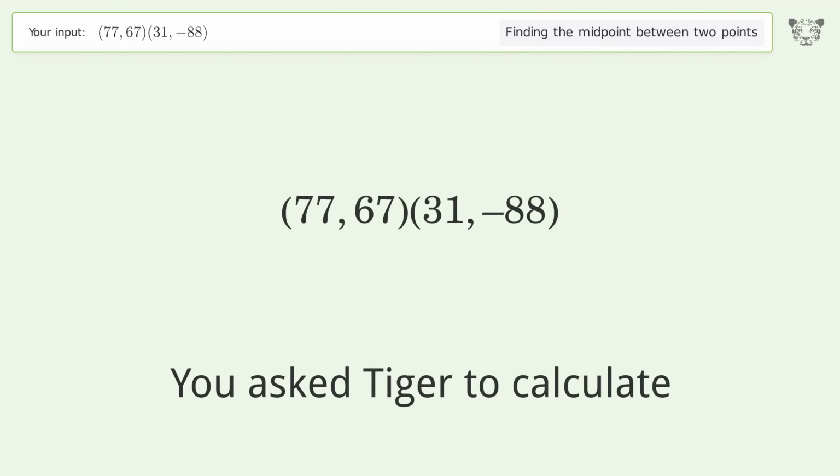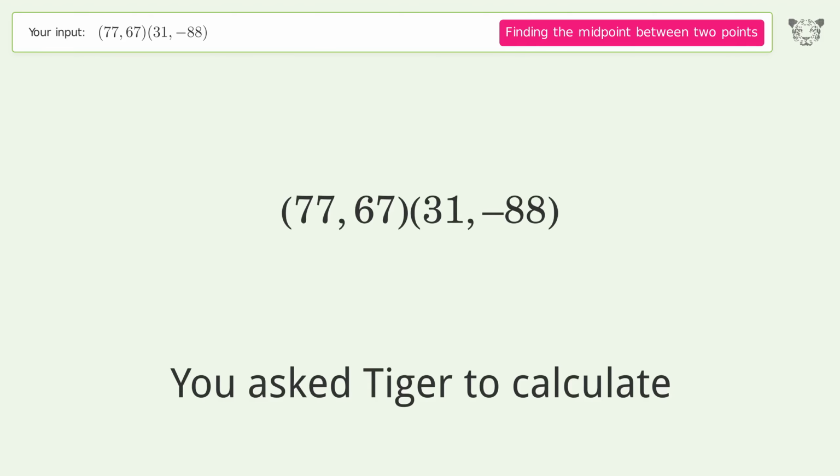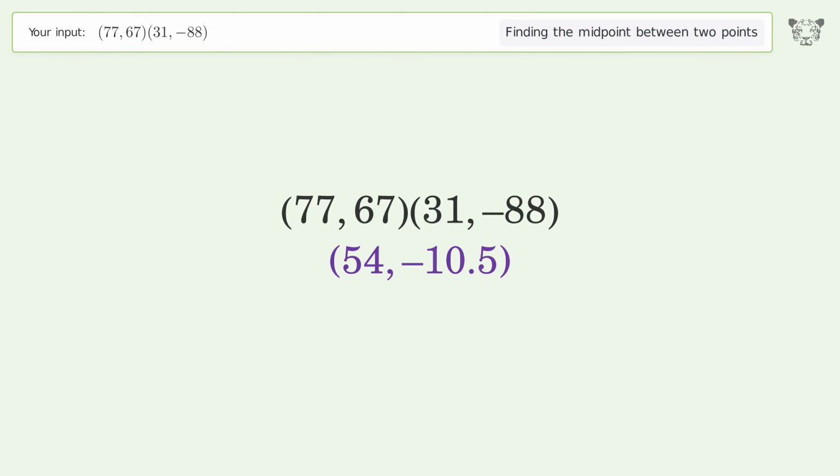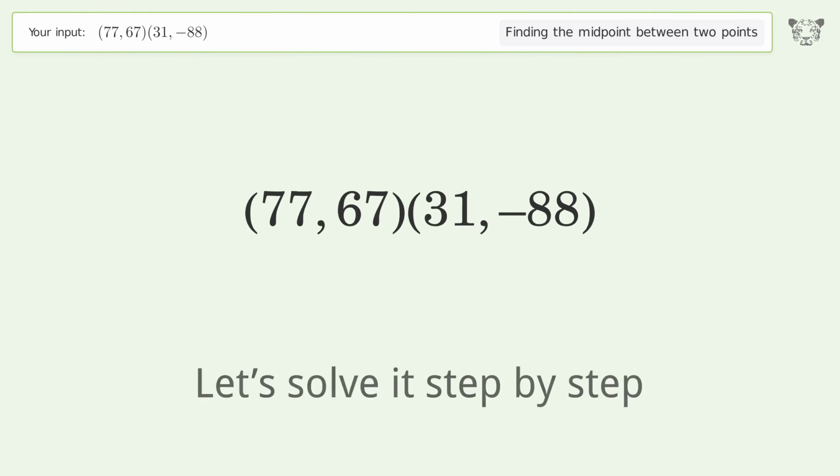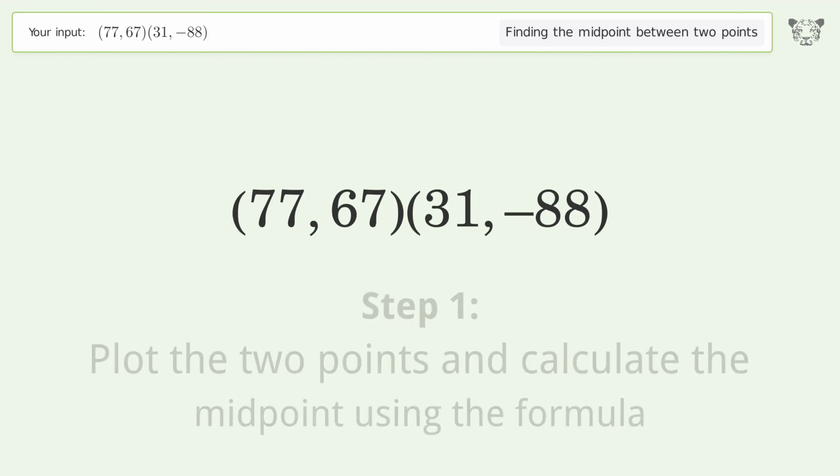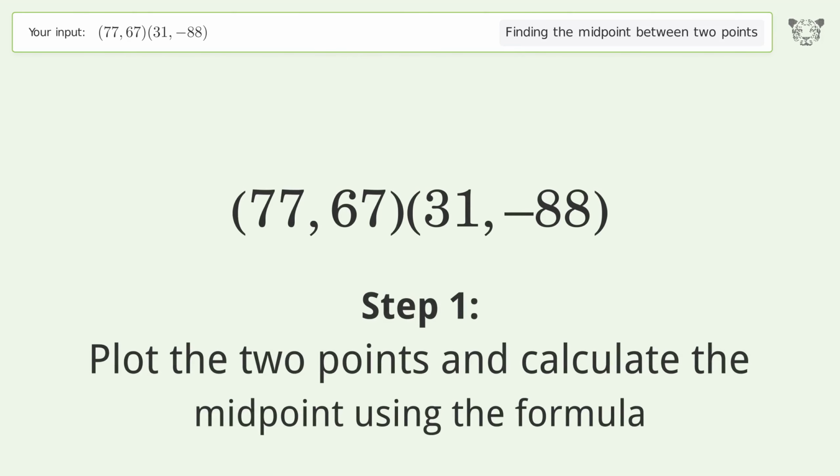You ask Tiger to calculate. This deals with finding the midpoint between 2 points. The midpoint between the 2 points is 54, negative 10.5. Let's solve it step by step. Plot the 2 points and calculate the midpoint using the formula.